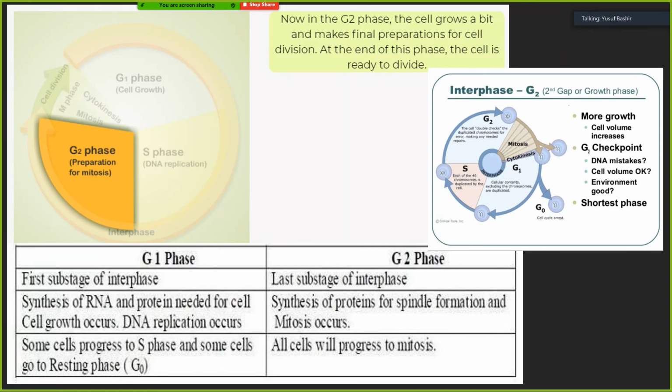So it checks for proteins for spindle formation. Okay, I see. So it synthesizes proteins for spindle formation, right? So we're going to talk about what spindles are. We'll see what those are. Spindles are important for mitosis, so we'll talk about what those are.